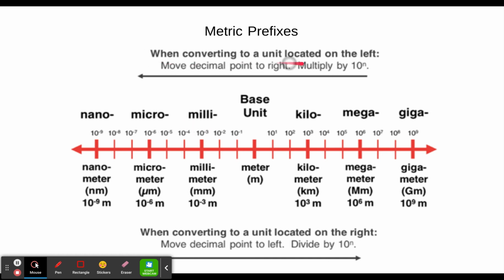So notice when converting a unit located on the left, move the decimal point to the right. So if you're going to smaller units, then your number should get bigger. You're moving the decimal to the right. And if you're converting to a unit on the right, you're going this direction, okay? Then you're going to get smaller, and so you move the decimal point to the left. It's just flippy-floppy. If you're moving to a unit over here, you move the decimal point to the right. If you're moving to the right, you move the decimal to the left.